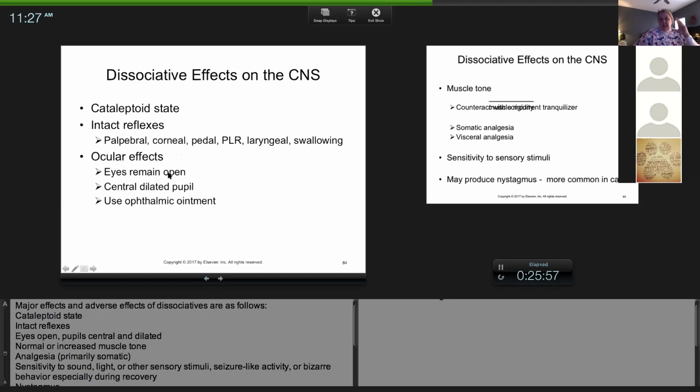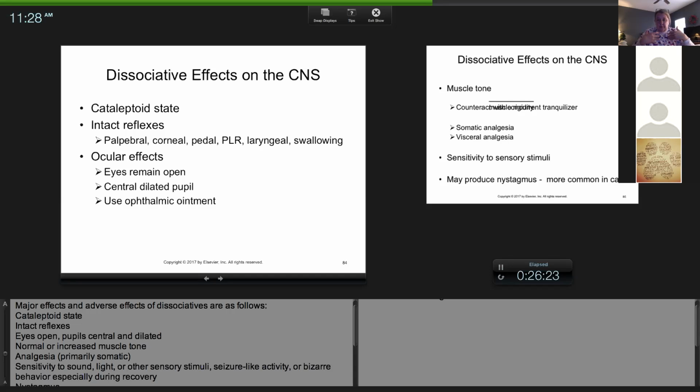The definite difference, and this is something to stress, is that they retain their reflexes with ketamine. When you give ketamine by itself, they're going to still blink for an extended period of time. They might retain a little swallow.